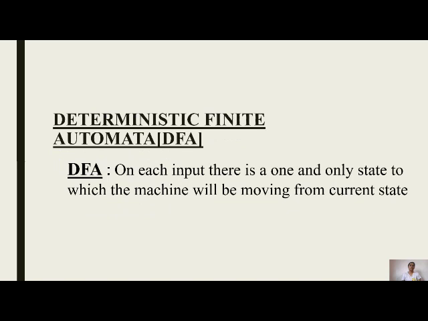So first let us know what is the meaning of DFA. DFA can be abbreviated as deterministic finite automata. On each input there is one and only one state to which the machine will move from the current state. So for a particular input character, the machine goes to one state only. There are no multiple states here.